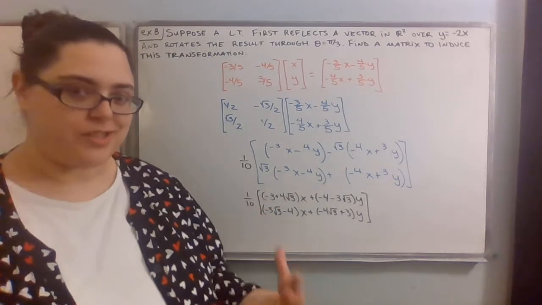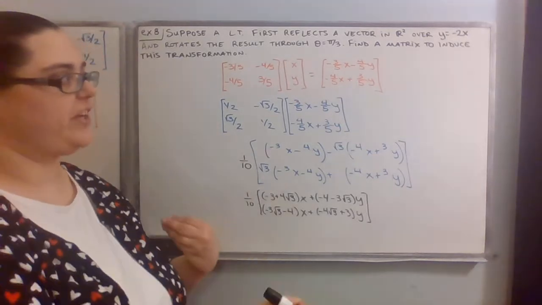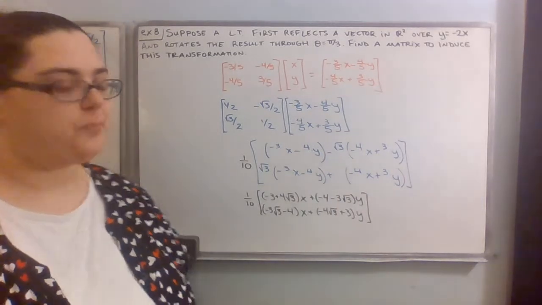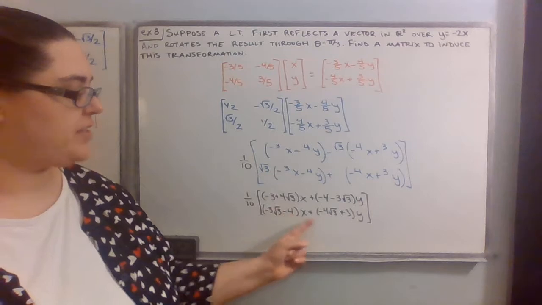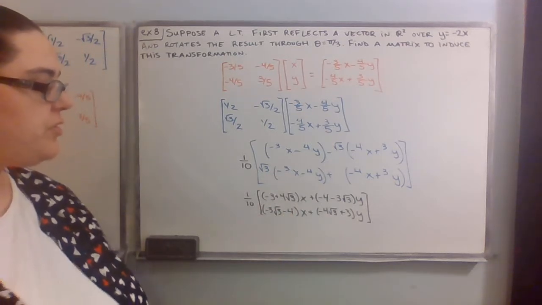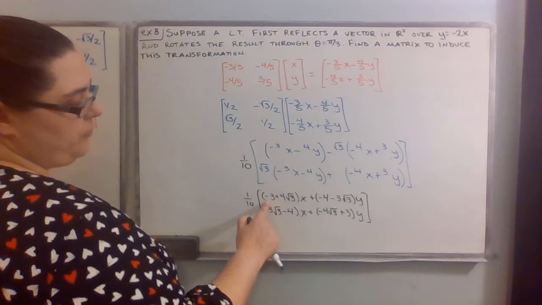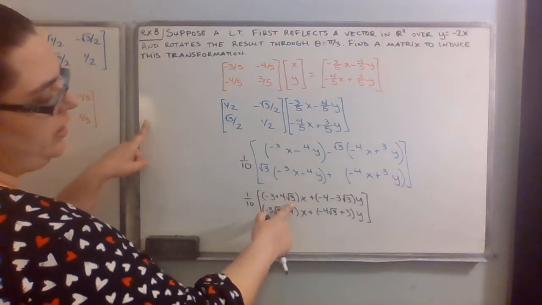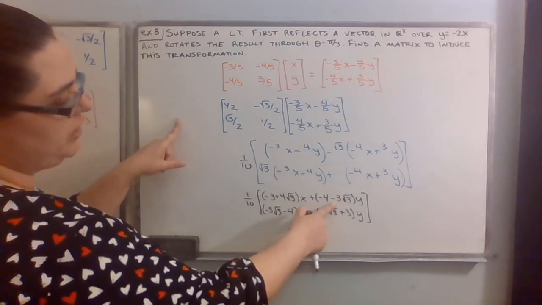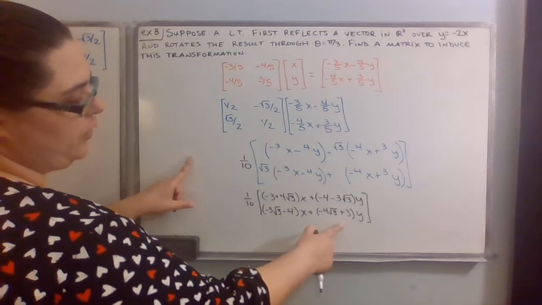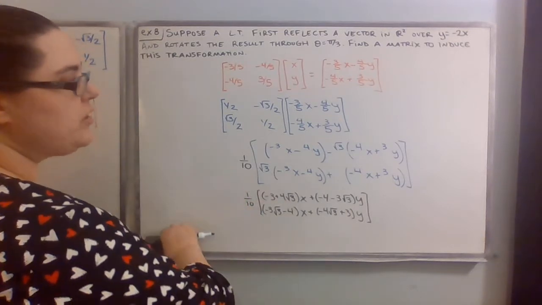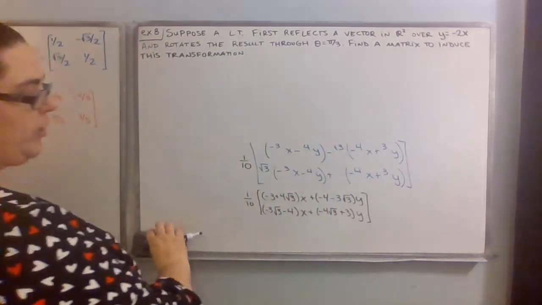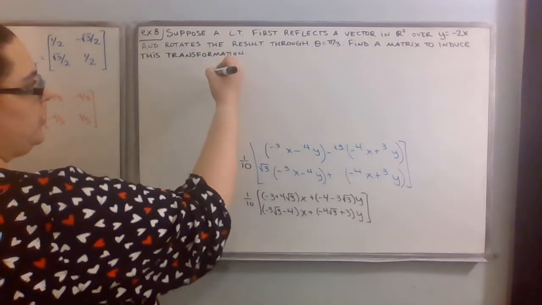So if I want to find the matrix that's going to induce this, something times the vector xy, just like we did in the last example from the last video, it's going to be the coefficients of the x's and y's. So the matrix that's going to induce this is going to have negative 3 plus 4 root 3 in the top left, and negative 4 minus 3 root 3 in the top right, and then this will be our second row. And of course it's all going to be over 10. So when I throw all of this together, I'm going to end up with a matrix that looks like this.